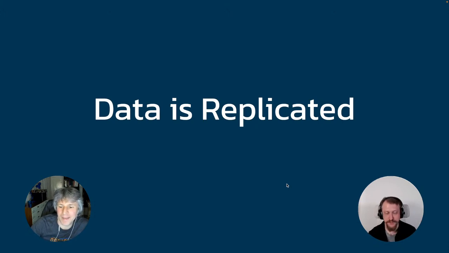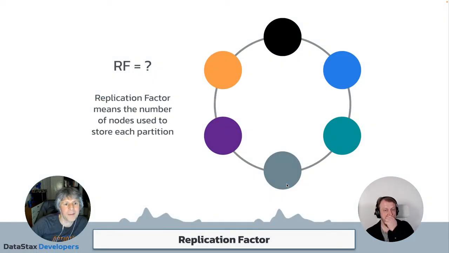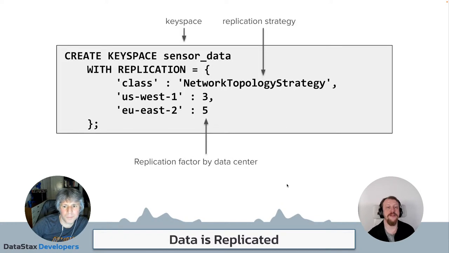Good. So let's go. Enough of discussing the future. Data is replicated. What does that mean for us? There is a thing called replication factor. Replication factor means the count of the nodes used to store each row, or better to say partition, each partition. When you create a keyspace, and a keyspace is nothing but a group of tables. So when you create, for example, a schema in Postgres, you can create tables in this schema. So keyspace is basically the schema of Cassandra.